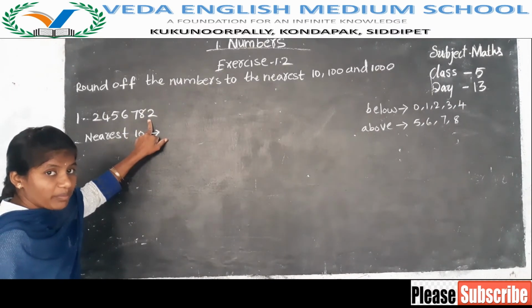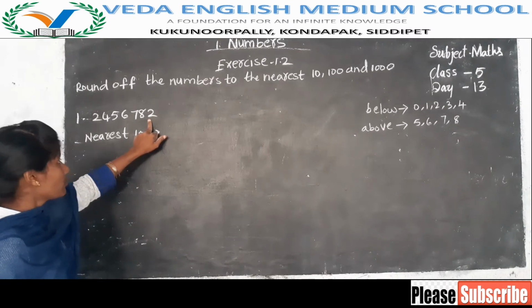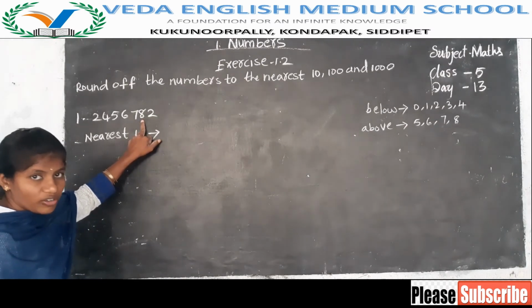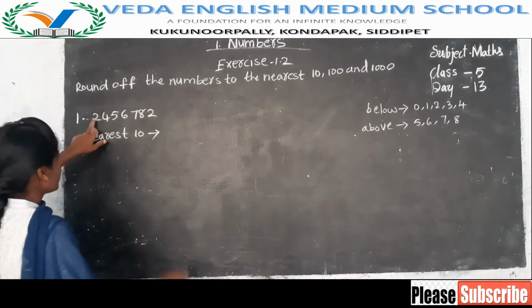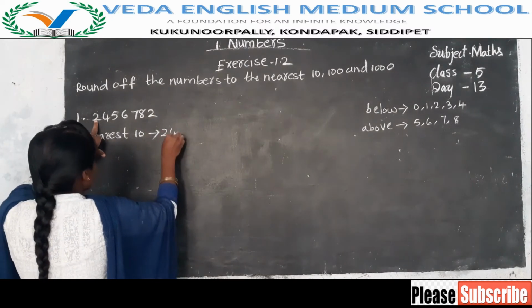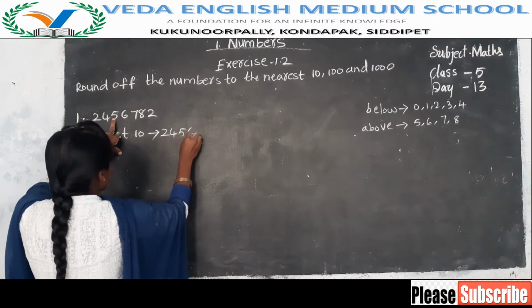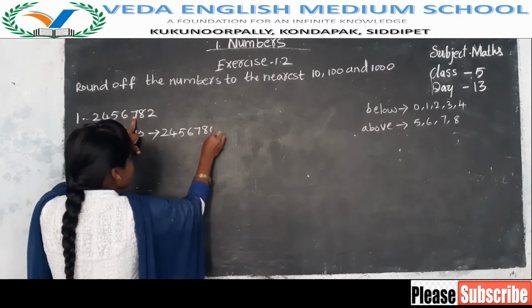2. 2 is above 5 number or below 5 number? Below number. Below number is next number increase cheyala? No, there is no need to increase the next number. You have to write the next number as it is, and in the ones place you will get 0. So 2, 4, 5, 6, 7, 8, 0.